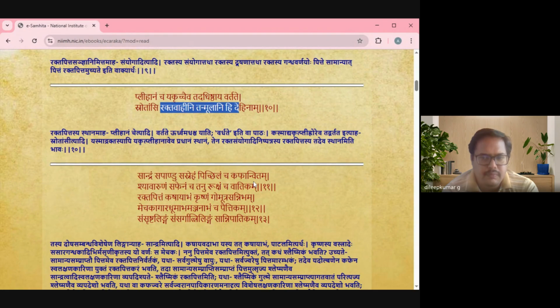So Kapha associated Raktapitta is Sandra, Pandu, Sasneham, Pichilam. Whereas Vata associated Raktapitta is Shava, Arunam, Safenam, Tanu, Ruksham.